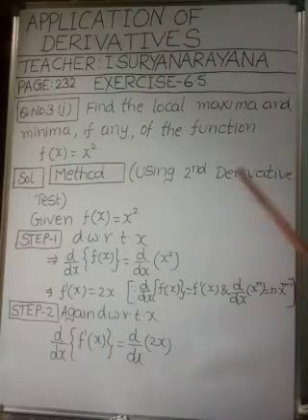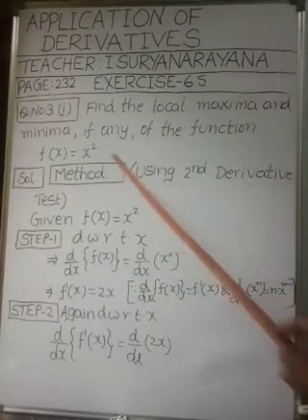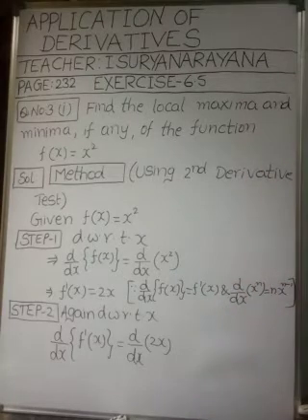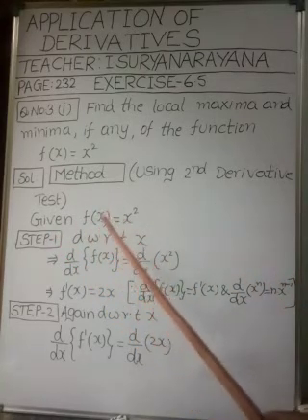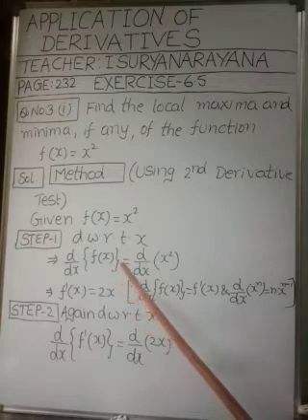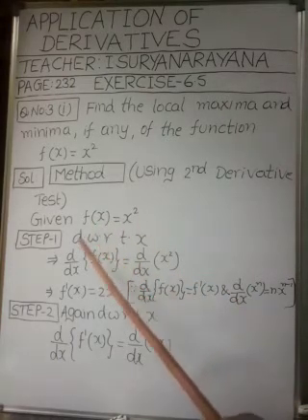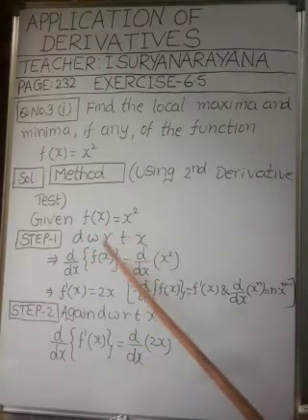Okay, my children, come to the solution part. Given f of x is equal to x square, we wrote the given function as it is. Whatever steps we followed for the first question in method 2, we follow the same steps here also. What is step 1? We have to find the derivative of the given function, that is, we have to find f dash of x.